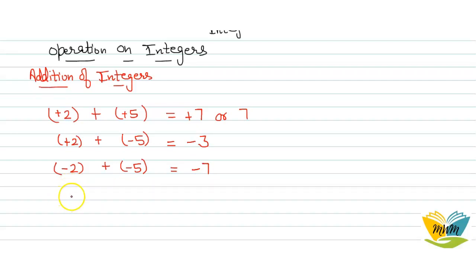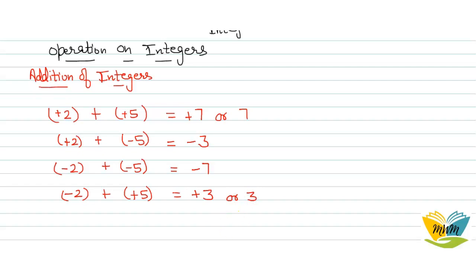Now if the first number is negative and the second one is positive, now minus and plus. Minus and plus means minus. When 5 and 2 are subtracted, we get 3. But the greater number is of positive symbol, so we will put plus with 3, or we can write simply 3. This is the addition of integers.